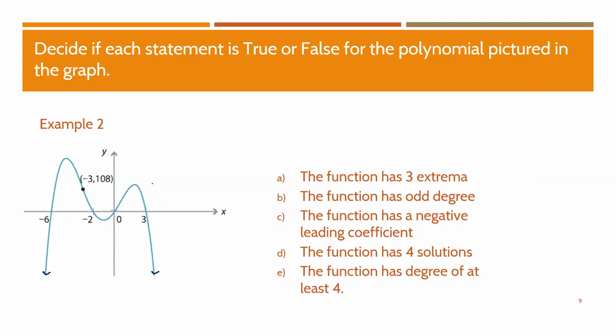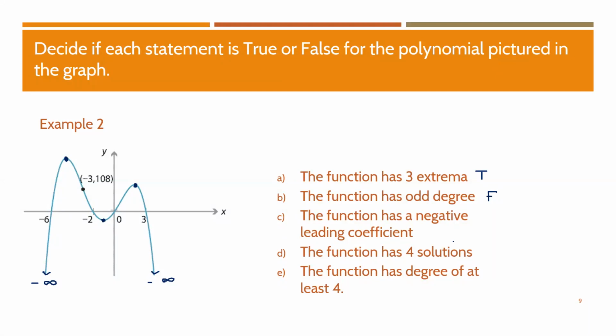The first statement says the function has 3 extrema. So I see an absolute maximum, a relative minimum, and a relative maximum. So I see 3 clear extremes. That is true. The function has an odd degree is the next statement. As I look to the left of the graph, it is going to negative infinity. As I look to the right of the graph, it is going to negative infinity. Both ends are headed the same direction. So that is not odd, that is even degree. So this is a false statement.